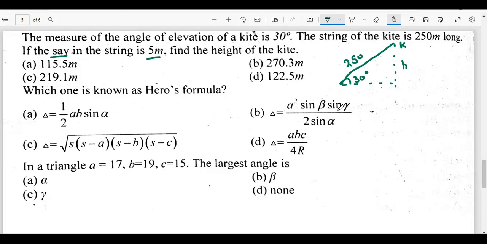It says the measure of the angle of elevation of a kite is 30 degrees. The string of the kite is 250 meters long. If the sag in the string is 5 meters. I'm sure this wording would be new for you, but what they're trying to tell you is that the original length of this triangle is going to be 250 minus 5, because 250 meters is the length of the string, and then we have some extra part in the string which is basically not used, that is of 5 meters. So it would be 250 minus 5.